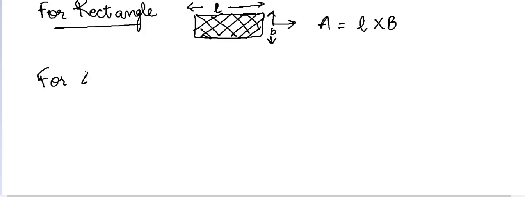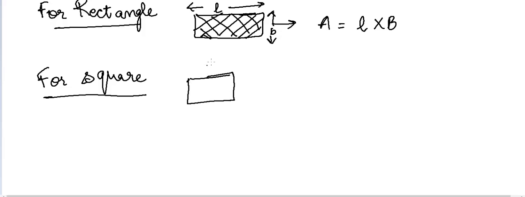Similarly for square. For square, since the sides are equal, let it be A and A. So we defined area as sides squared.